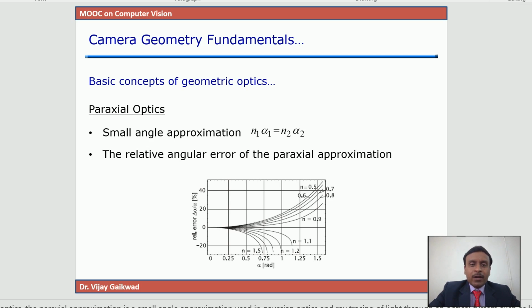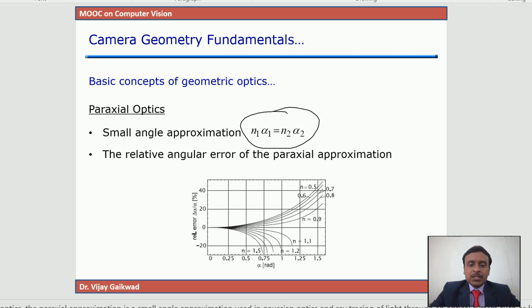So for small angle approximation, sin theta is theta, and therefore Snell's law, from n1 sin alpha 1 equal to n2 sin alpha 2, converts to n1 alpha 1 equal to n2 alpha 2, and that is the equation that we use for small angle approximation. So whenever the incident light makes a small angle with the z direction or with the optical axis, the equation turns into n1 alpha 1 equal to n2 alpha 2.